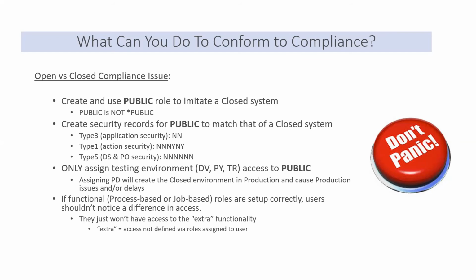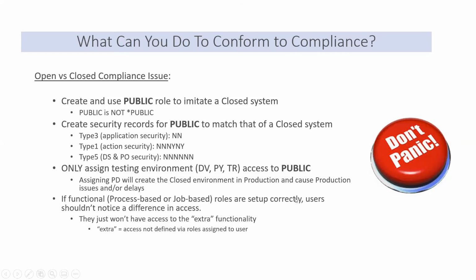You use the public role. I know that might be confusing with star public, but this is public, and this one actually is a role. So you create and use a public role to imitate a closed system. Public, again, is not star public. It is a role that is assigned to a user. What goes in this public role? You create records, again, to mimic a closed system.